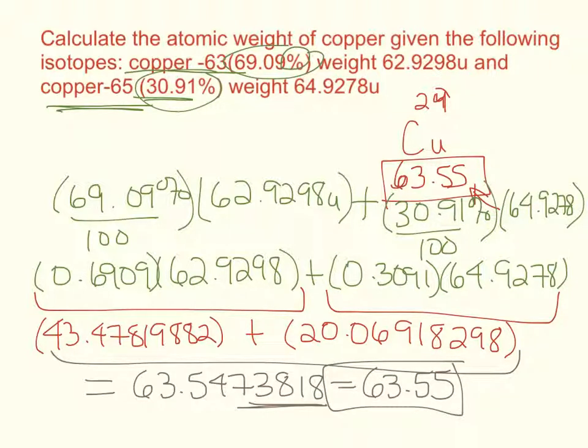63.55. And if we look back to the top at our periodic table for copper, lo and behold, we do get 63.55 on our periodic table. So we know that we've accurately calculated the atomic weight of copper to be 63.55 given these two isotopes, because you should, given the isotopes, get the exact same number as shown on your periodic table. So I hope this helps explain isotopes, and this is an excellent question to be practicing and understanding for your test.